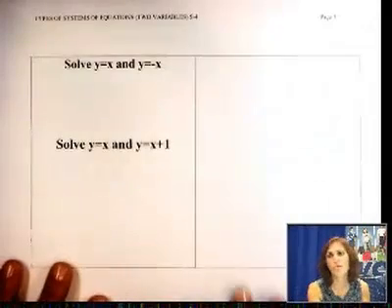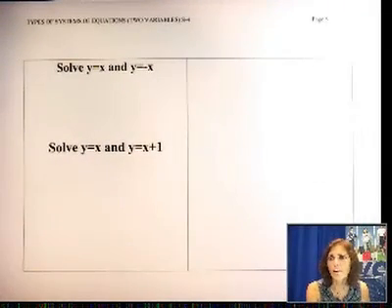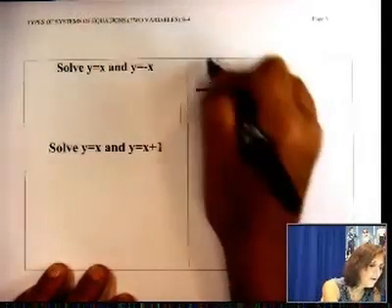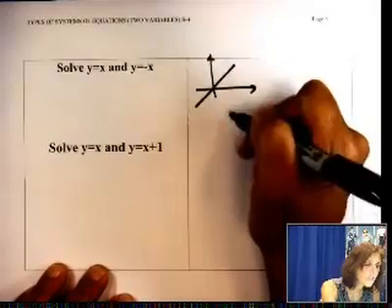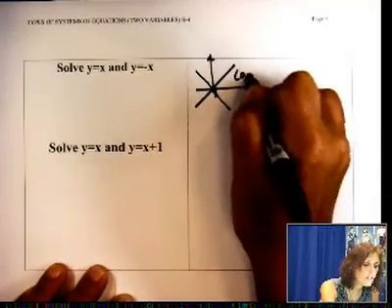Well, let's try to do a couple of things algebraically. Let's solve y equals x and y equals negative x. I can solve it with a graph if I want. I know that y equals x looks like that, y equals negative x looks like that. I know my solution is 0, 0.